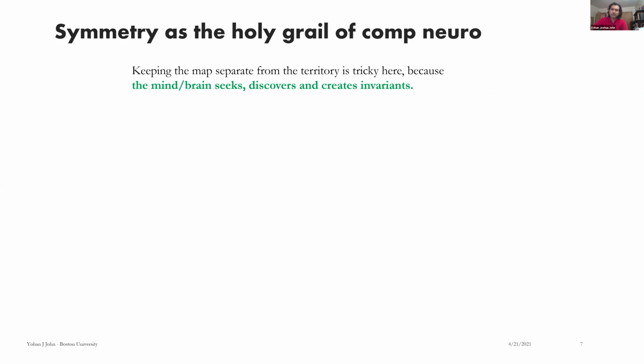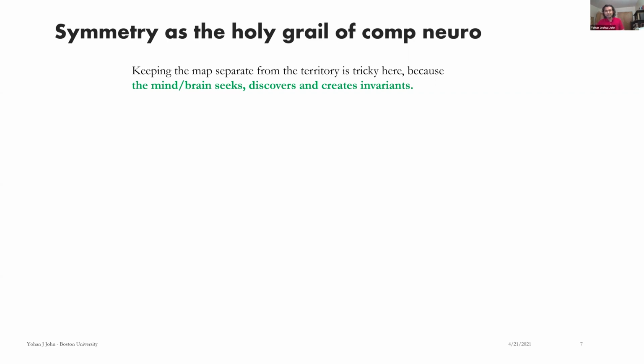So some time ago, I answered a Quora question about what's the one thing you're really interested in. I was like, well, it's hard to say one thing, but then I thought, well, I like to sing the praises of the invariance perspective wherever I get a chance. So I said that the holy grail of computational neuroscience is understanding symmetry. And 2 weeks ago, we talked about keeping the map separate from the territory.